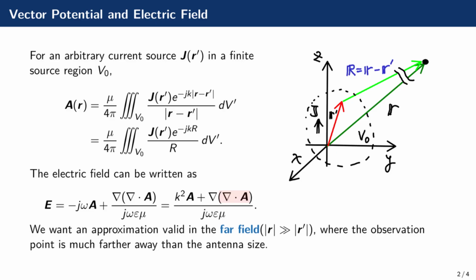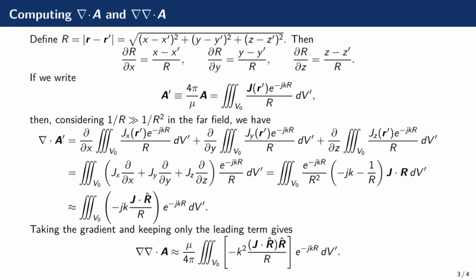First, we compute the divergence of the vector potential and then its gradient. To do that, we differentiate R with respect to x, y, and z. These derivatives are written as shown here. For convenience, we remove the constant factor mu over 4 pi and define A prime. Then, by differentiating component by component, we obtain the divergence of A prime.